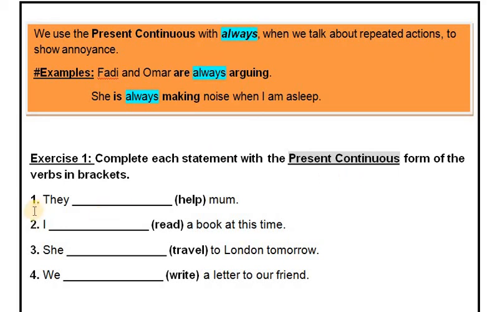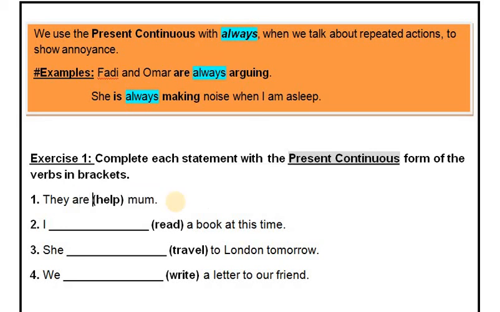Now look at the first example. They help mom. Where is the subject? The subject is they. Yes, bravo. Is the subject here a singular or plural? They, singular or plural? Of course, plural. So we need to write is or are, is or am. What do you think, guys? Of course, the answer is are.